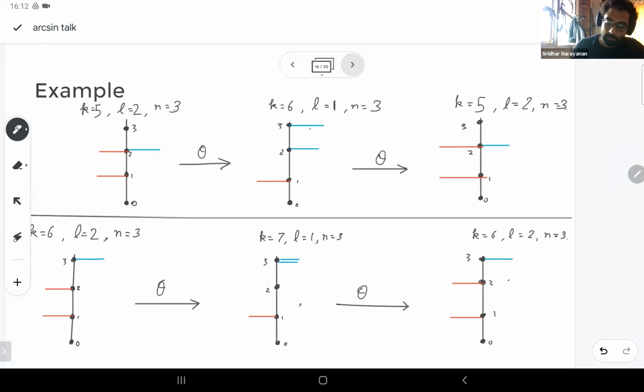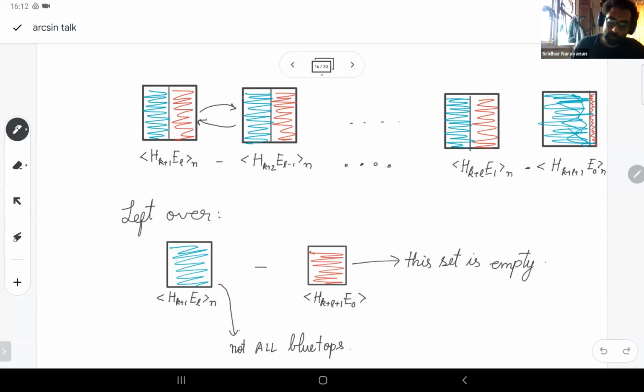So the blue sets here, which match with a red set to its left, are not just the ones that have a blue top. They are the ones that have a blue top and do not have a red piece just under the blue top. But otherwise, the involution works the same. All of the intermediate pieces cancel out, and then we have only 2 parts. We have this set from here, hk plus 1 en, which I've remarked is not all of the blue tops, and we have the red piece from here, hk plus l plus 1 e0.